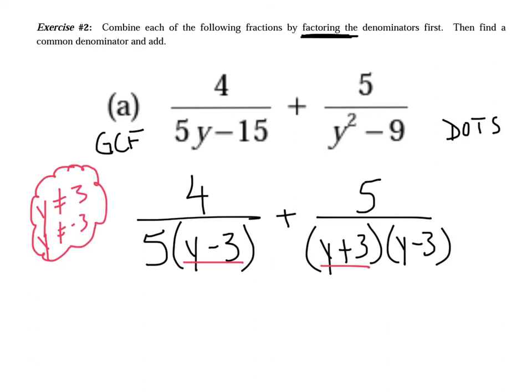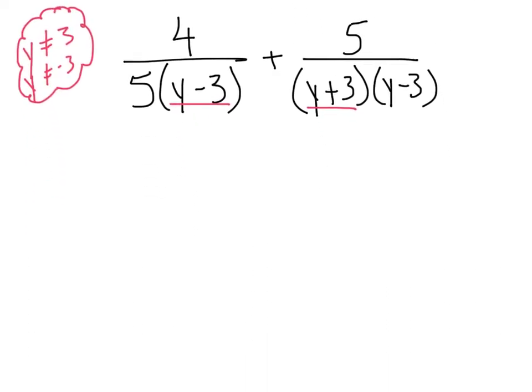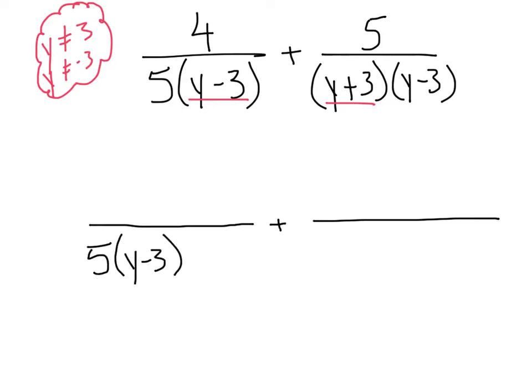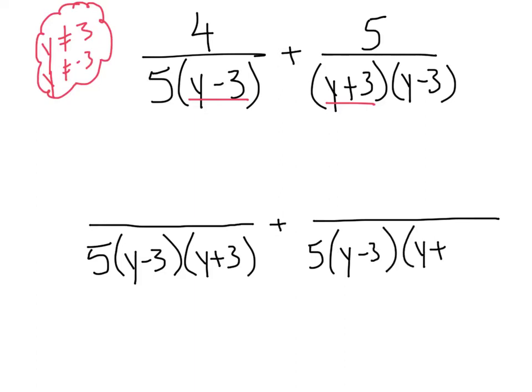Now I'm going to try to identify who my common denominator is. In this case here, it's a little harder to interpret, but I want you to tell yourself this. Our common denominator is going to consist of one of each factor you see. So I'm going to need a factor of 5. I'm also going to need a factor of y minus 3, and I'm also going to need a factor of y plus 3. Okay? So I'll repeat that. Your common denominator is going to consist of one of each factor you have in all of your denominators.